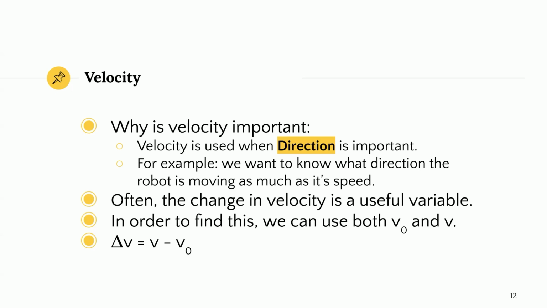Often a change in velocity is a very useful variable, just like how a change in position is displacement. In order to find this, we can use both initial velocity, or v naught, and final velocity, v. Delta v equals final velocity minus initial velocity. Like I said earlier, delta.